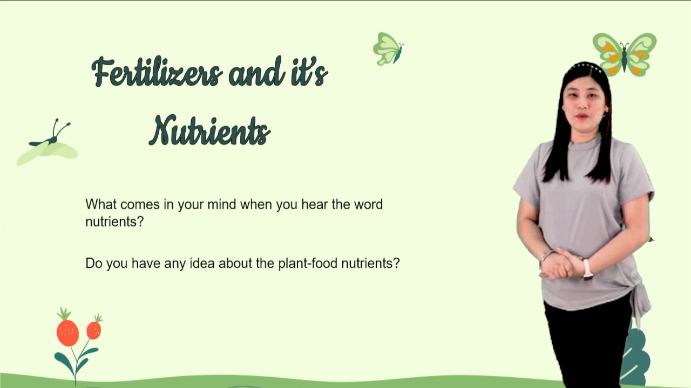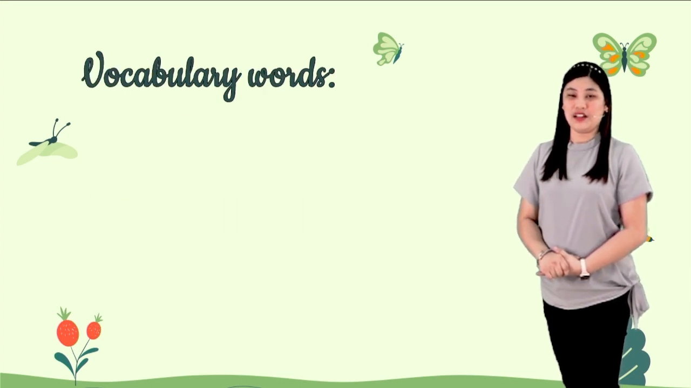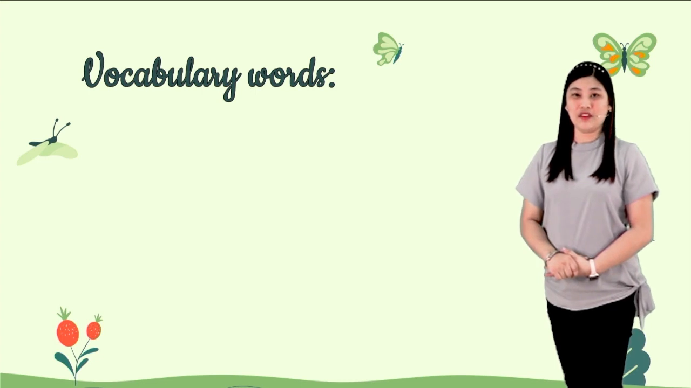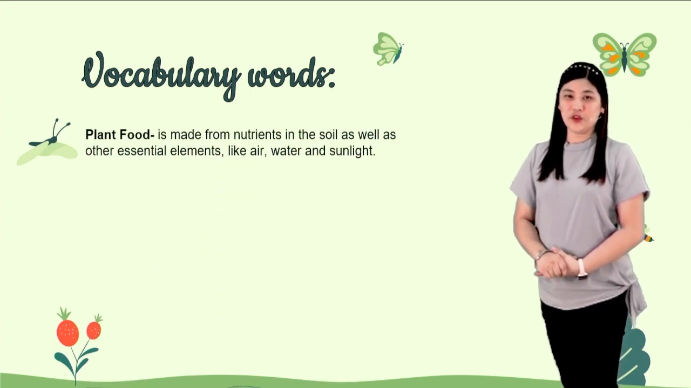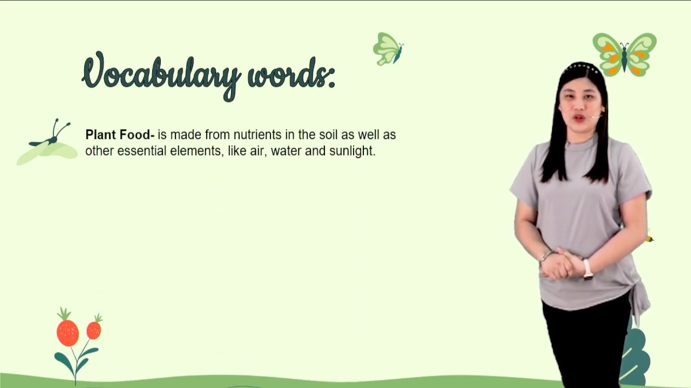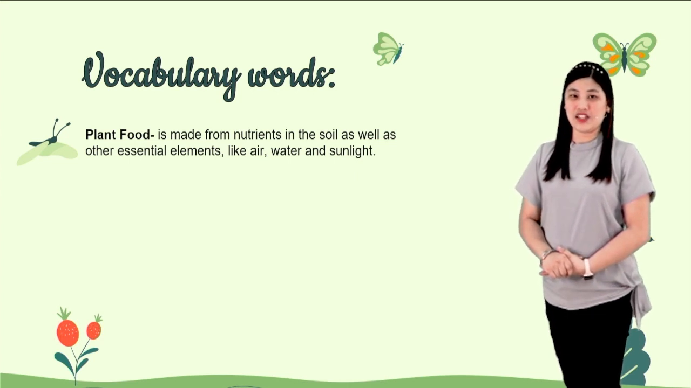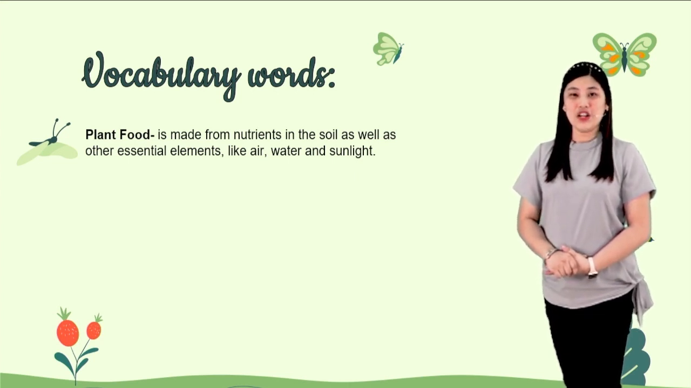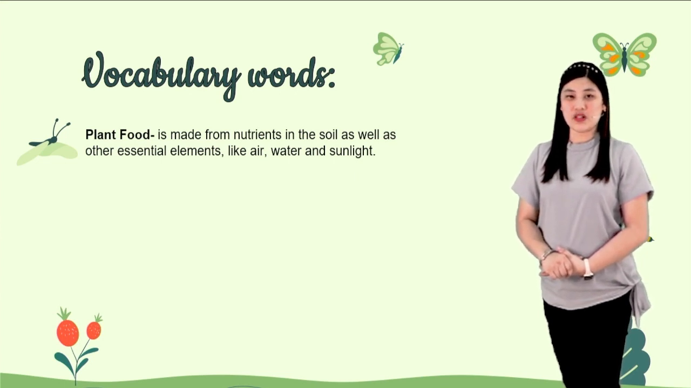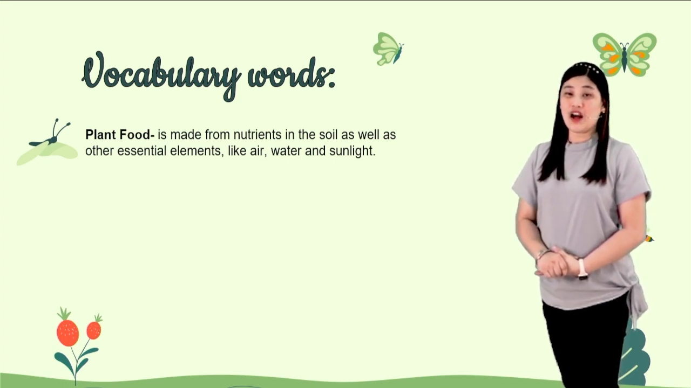Let us define some words that we may encounter in our lesson. First word is plant food. Plant food is made from nutrients in the soil as well as other essential elements like air, water, and sunlight. This food is composed of certain chemical elements, often referred to as plant food elements.